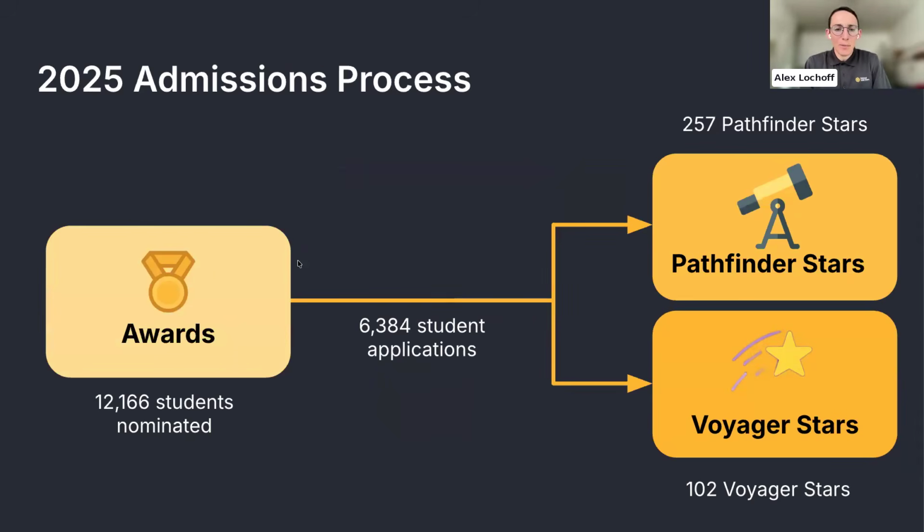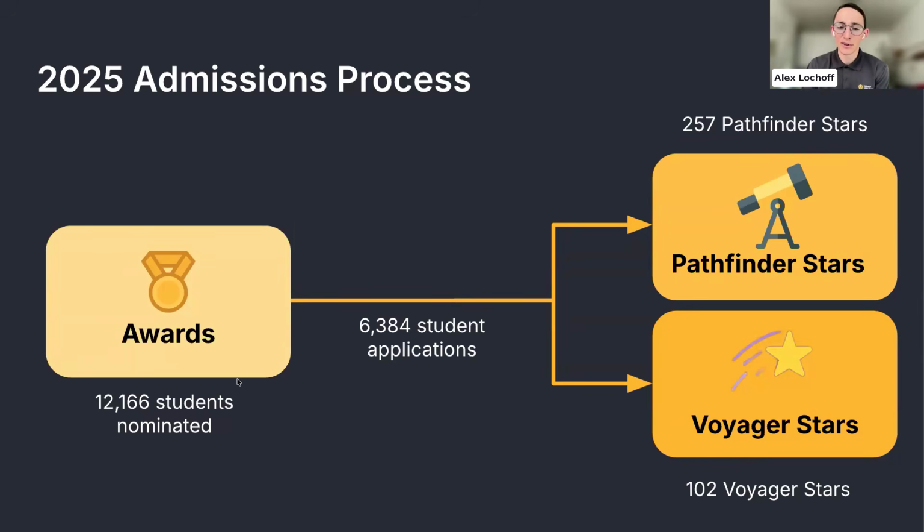Let me give you a sense of scale by talking about last year's numbers. Last year, across 7 states that we were serving, we distributed more than 12,000 awards and award medals to students for their excellent math performance. From those students, about 6,000 went on to apply. And from those student applications, we ended up selecting just over 250 students to be accepted as Pathfinder Stars and just over 100 students as Voyager Stars. I share this information to give you a perspective of the competitiveness of becoming a National Math Star.